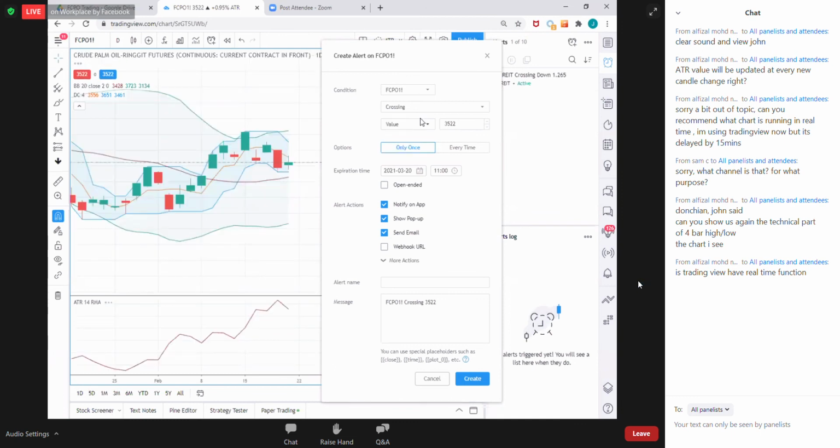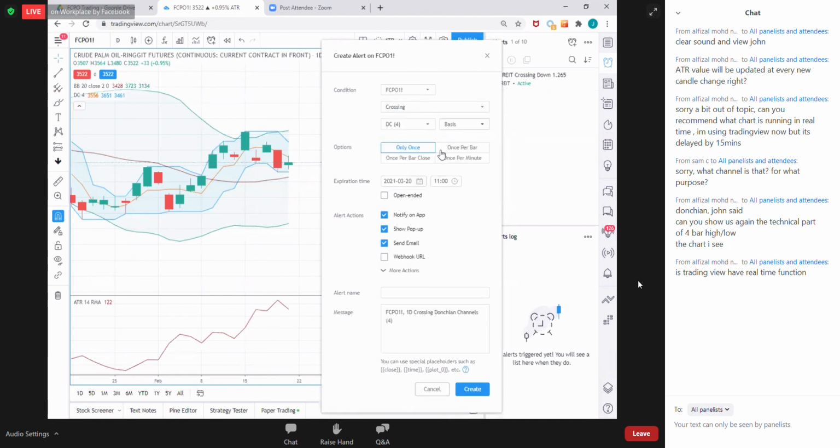So basically 4-bar high-low, Donchian channel, I change it to 4. So I can actually use Donchian channel to do that. Yeah. Or Bollinger Band. Yes, the alert can be set like that.